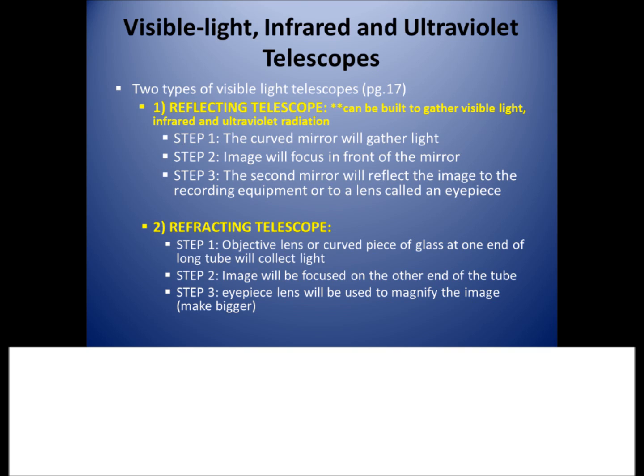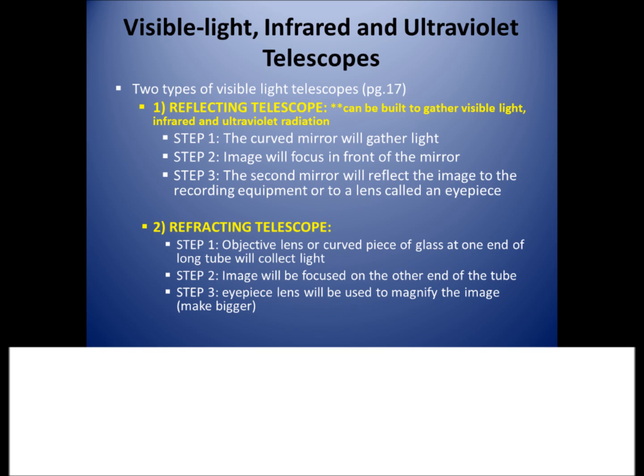With a refracting telescope, there are no mirrors used. Essentially, it's a long tube and you have an objective lens, or a curved piece of glass, at one end of this long tube. This lens is used to collect light. In the second step, the image will be focused on the other end of the tube, and in the third step the eyepiece lens will be used to magnify the image. Remember, when you magnify an image, you're not increasing the amount of detail you're seeing. You're basically just enlarging the image. The more you enlarge an image, the more blurred it's going to appear.